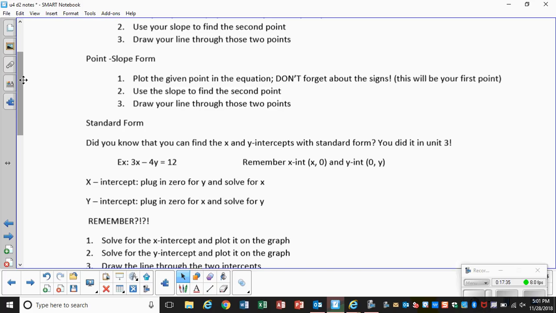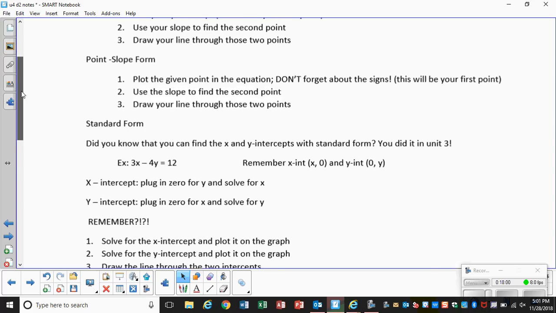Now, my issue with point slope, and this is where I have the biggest issue, is remember the signs. If it's a plus sign, it means that's a negative x1 or y1 in the coordinate. But if it's a minus sign, that means it was a positive in the coordinate. So you got to be careful. Okay? But that point that's given to you should be your first point that you plot. Then again, you use the slope to plot your second one, draw your line through them.